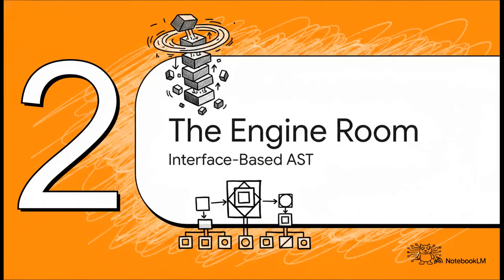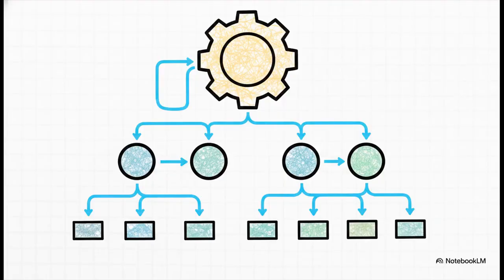Section 2, the engine room, interface-based AST. But what happens when a simple stack isn't enough? What happens when your language needs nested logic and really complex hierarchies? That's when we leave the stack behind and move to an abstract syntax tree, or AST.